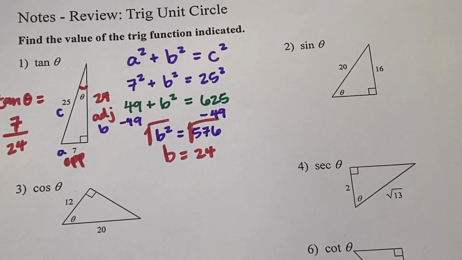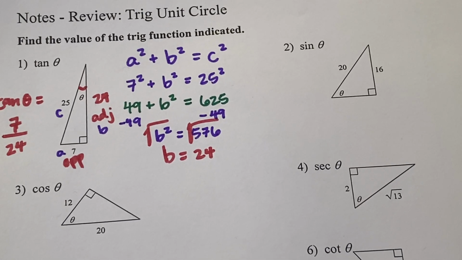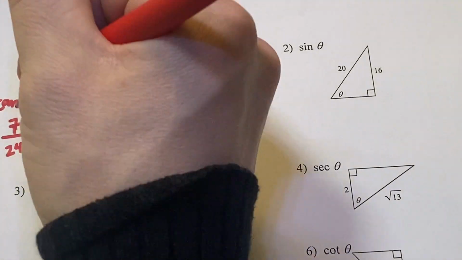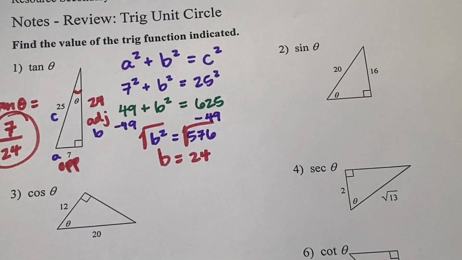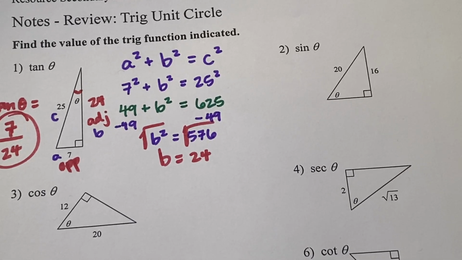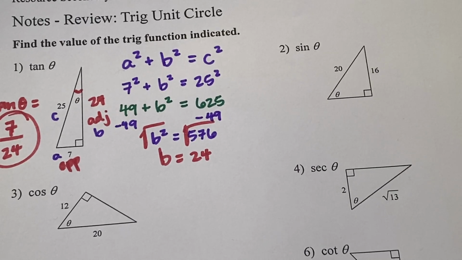Last thing, you always want to check and see if you can reduce. Can we divide 7 and 24 by anything? No. So we're reduced: 7 over 24. Awesome job. On your assignment, you might have to solve for a missing side of a triangle. That's okay. You know how to do that.